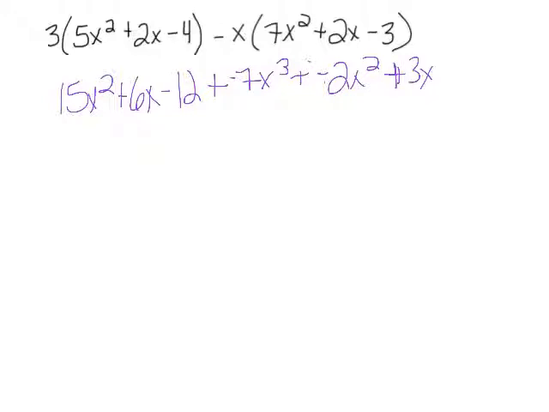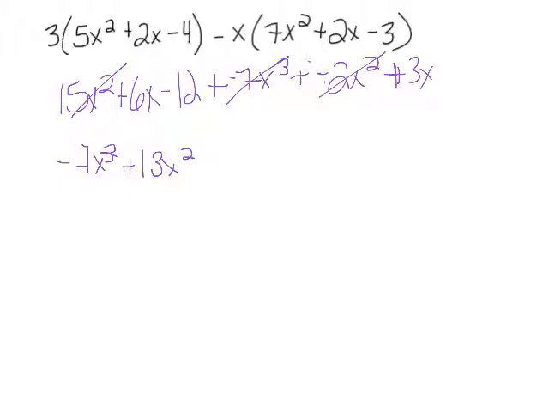And now I can start to combine my like terms. And remember that I always want to start off with the highest degree. So I'm going to have a negative 7x cubed. And then I'm going to cross that off. And then I have 2x squareds. So I have a 15x squared plus a negative 2x squared. So I'm going to get plus 13x squared. And then I'm going to cross those off.